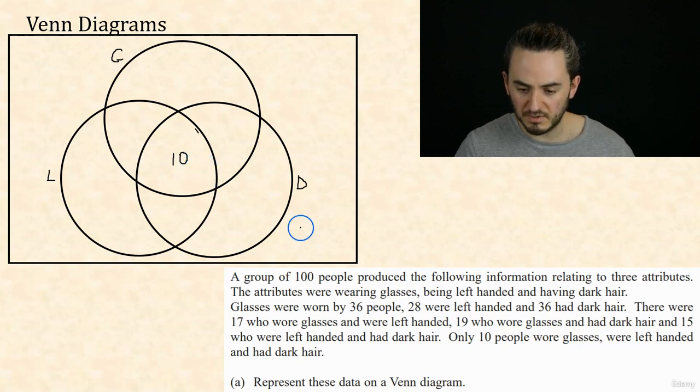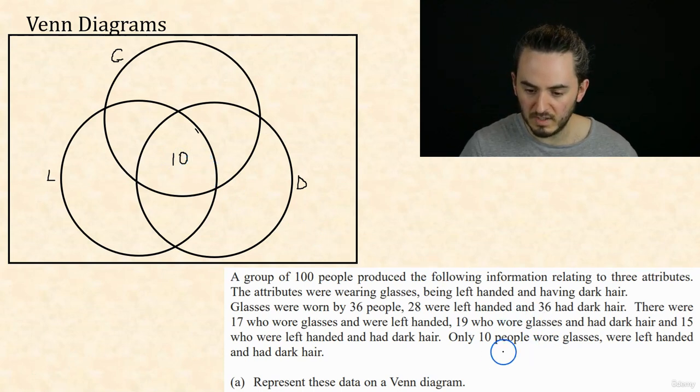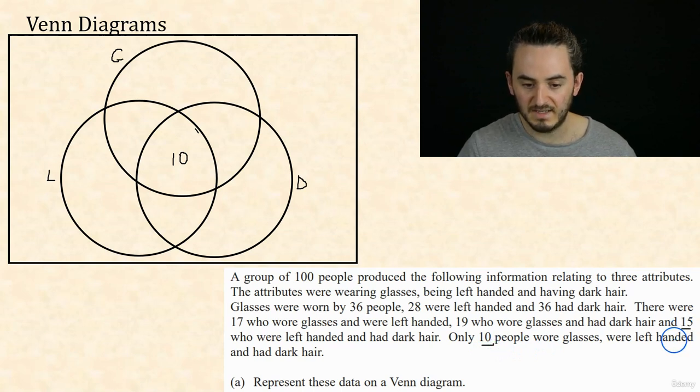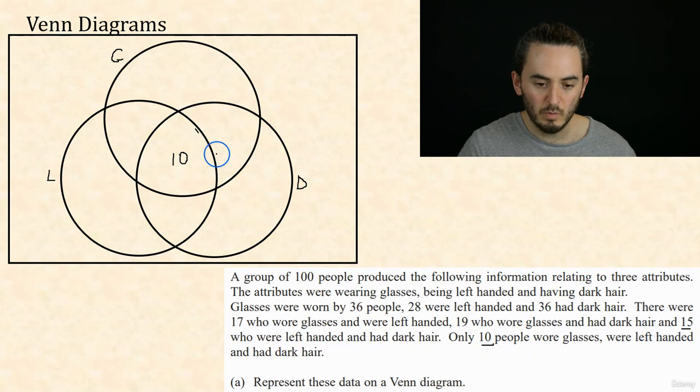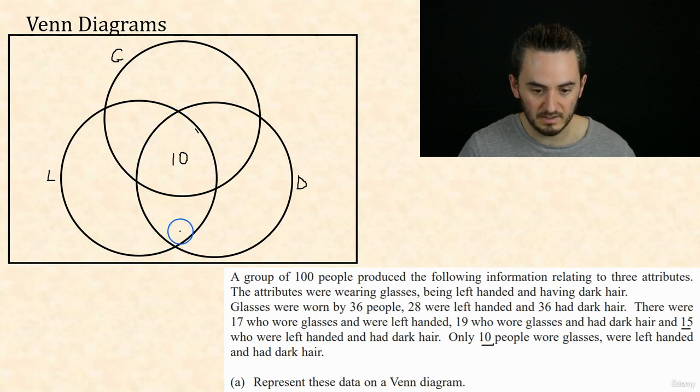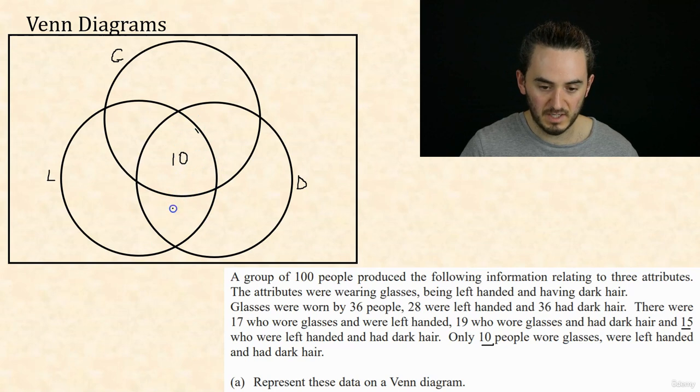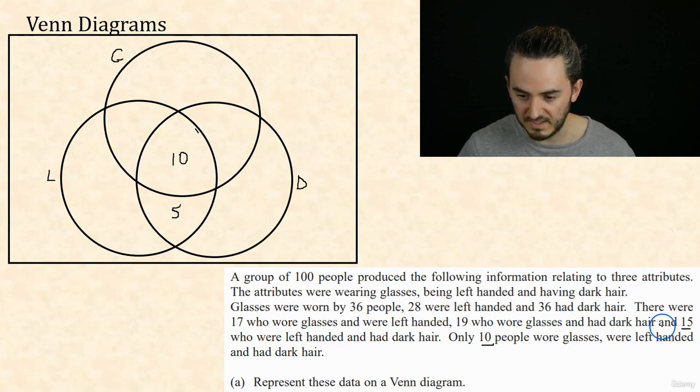Okay, now I can start to work backwards. I've used this 10 here. What about that 15? That was 15 people who were left-handed and had dark hair. Well, left-handed and dark hair is the overlap, or the intersection, of the L and the D region. So this region here should add up to 15. We've already got 10 here, which means 5 is left over here. So I've now used that 15.